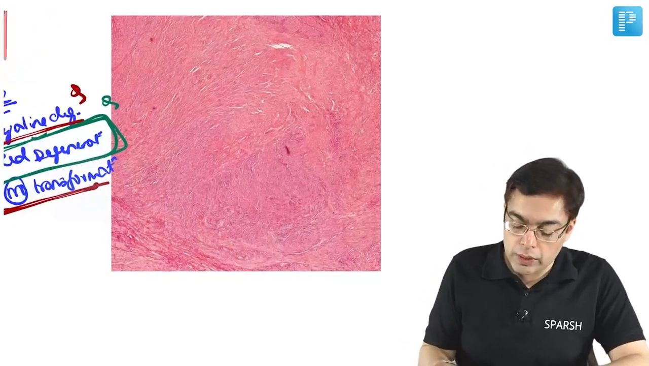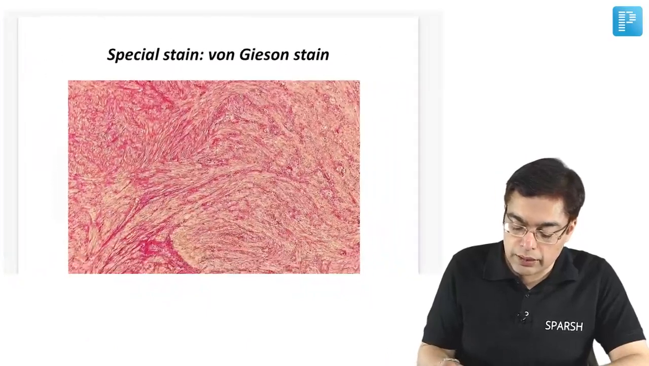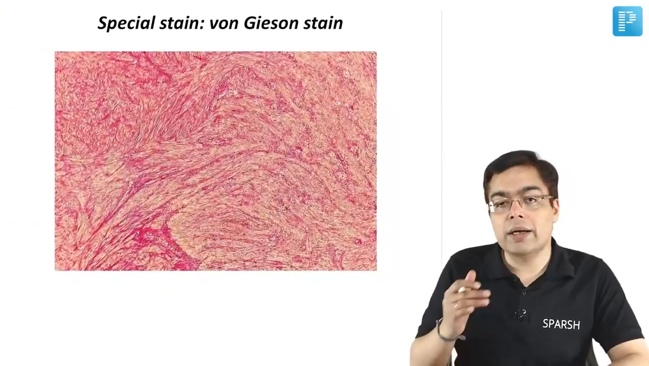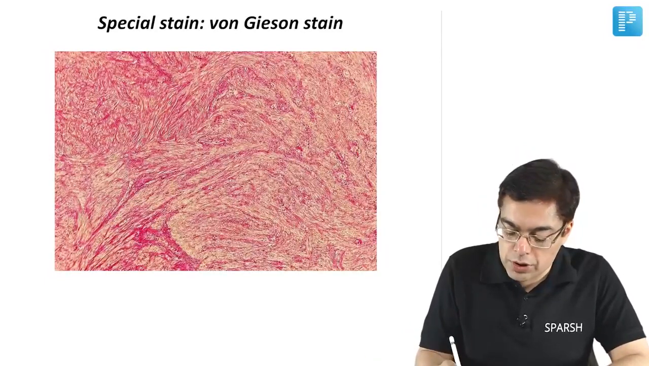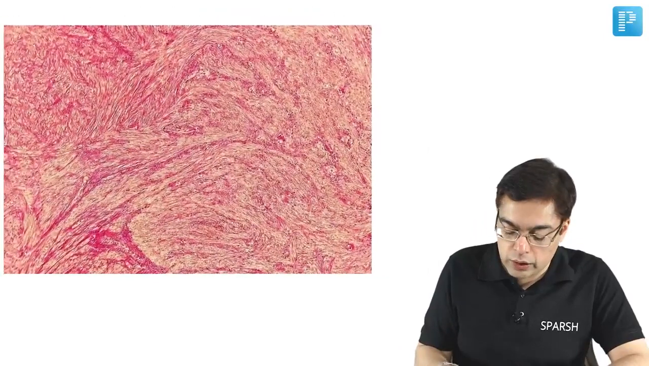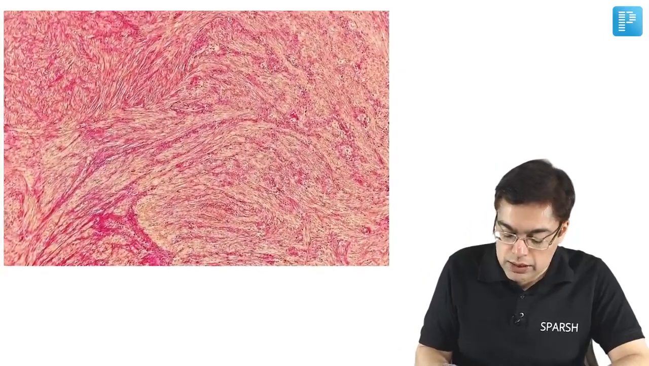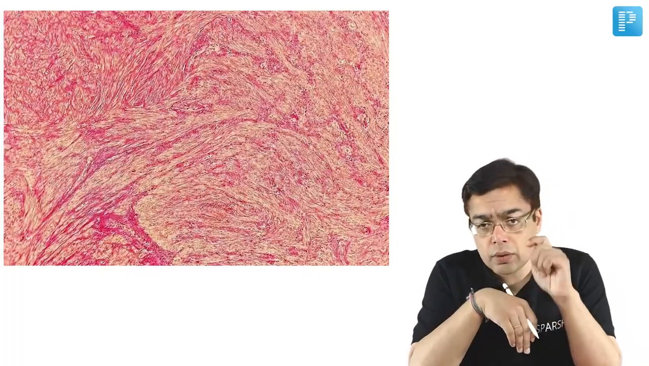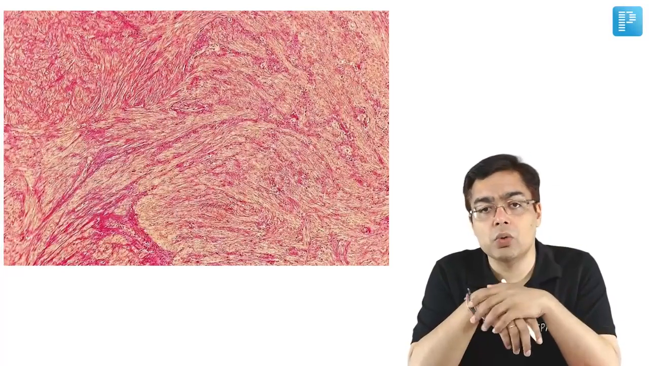Now, one important question that has not been asked in the exam, but to my mind can be an example of a very potent INI-CET based question, can be how to identify a leiomyoma with the help of a special stain like the Van Gieson stain. With respect to the Van Gieson stain, all I would like you to understand and appreciate here is that the smooth muscles are going to get a yellow color, whereas the collagen bundles are going to give you a red color.